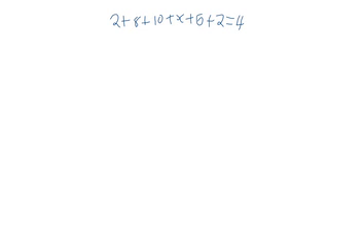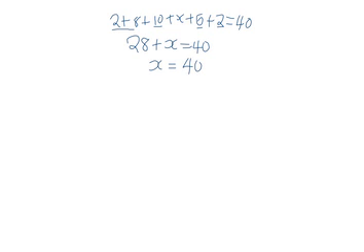If we collect the like terms together, we have 10 plus 10, which is 20, plus 6, which is 26, plus 2, which is 28. So we have 28 plus x is equal to 40. So x will be given by 40 minus 28. So x is equal to 12.